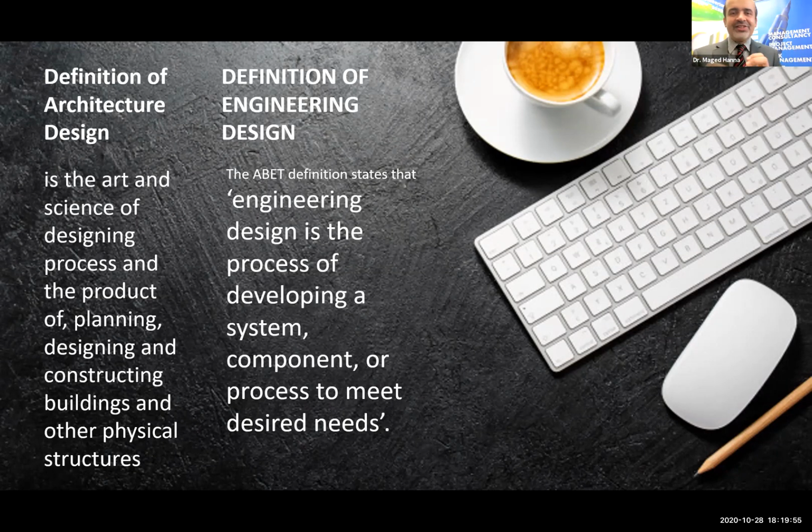But if we take a step back and think about the definition of architecture, it's the art and science of designing a process and product for planning, designing, and constructing buildings or any other type of physical structure. On the other side, engineering design is the process of developing a system, component, or process to meet desired needs. Whether it's an art or a process, all of us work together to meet the client requirement.